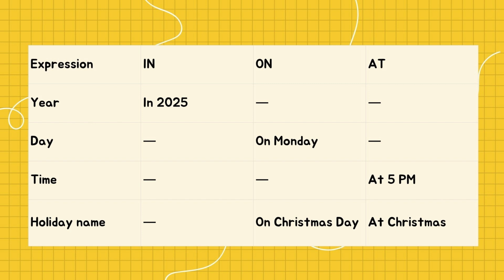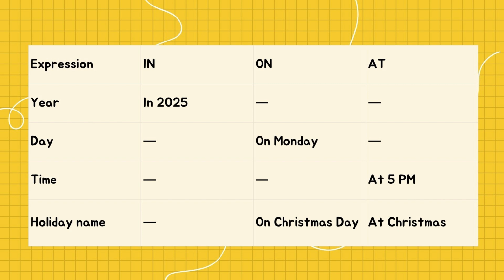Expressions: in, on, at. Year: in 2025. Day: on Monday. Time: at 5 p.m. Holiday name: on Christmas Day, at Christmas. So remember, in equals months, years, parts of the day. On equals specific days and dates. At equals specific times or holiday periods.